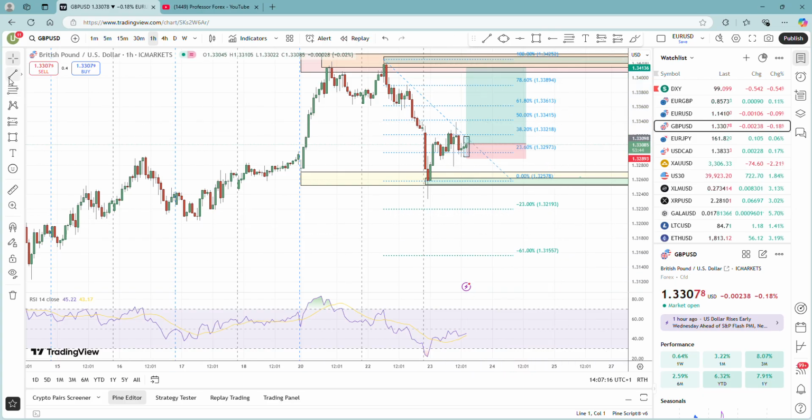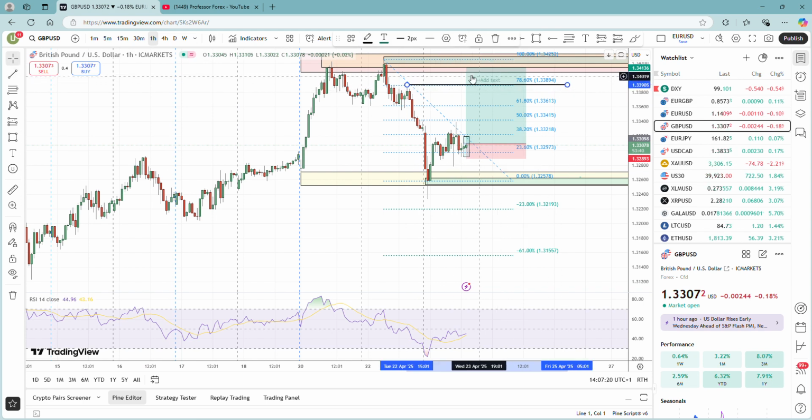What you can do is now you can manage it. So it could be the case where it only gets to here. If it gets to here, you can close the trade because it's retraced to 78.6. It might not go on to fulfill the retracement to 100%. So that's how I would see it playing out.